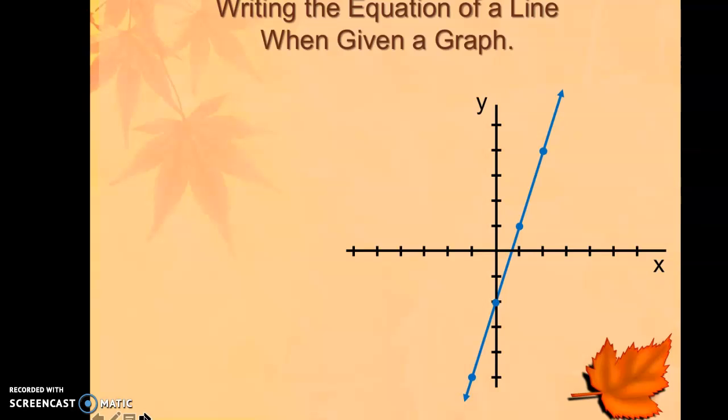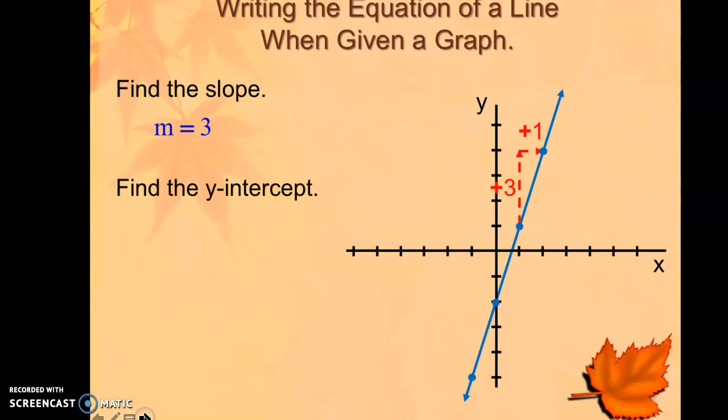Next, to graph. Try this: pause this, try it yourself, and then turn it back on and see if you got it right. We went up 3 and over 1, right? We put our 2 points on there that were graphed. So what does that give us for a slope? 3 over 1, or 3.